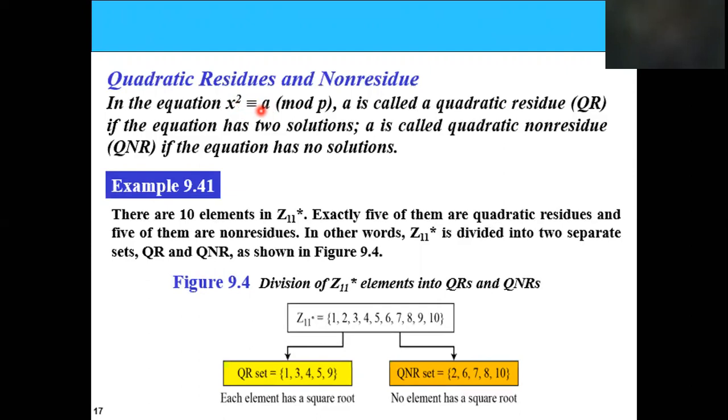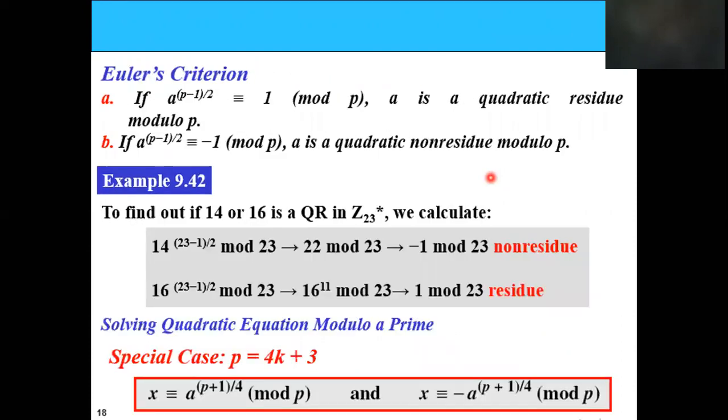In that case you have two solutions for that. So it is quite easy to calculate whether a certain number in modulo classes is a quadratic residue or non-residue. For that, dear student, we will use Euler's criterion. So it will be quite easy to determine whether these certain numbers are quadratic residue or non-residue in a modulo class.